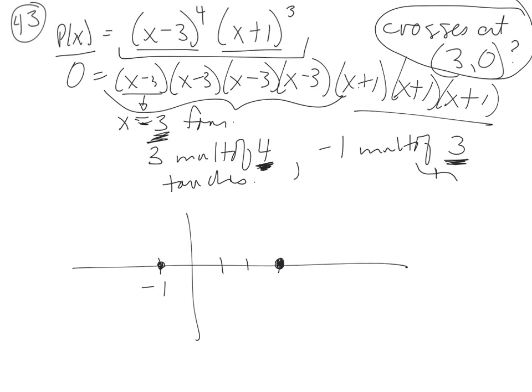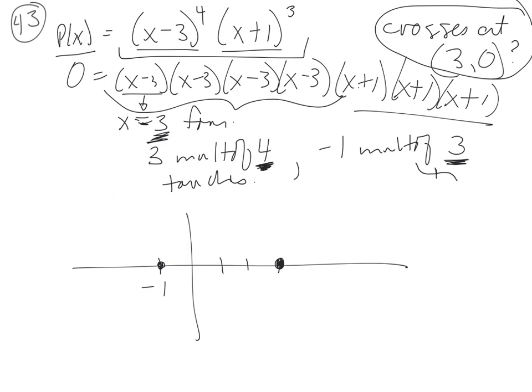Let me show you. It would just come down and touch at that point and bounce back the other way. Or it could come from the bottom and come down and touch and then go back the other way. But it would not go through like this. That's only if the multiplicity is odd. If it's even multiplicity, like 4, it would come up and touch and go back down. Down, touch, and come back.